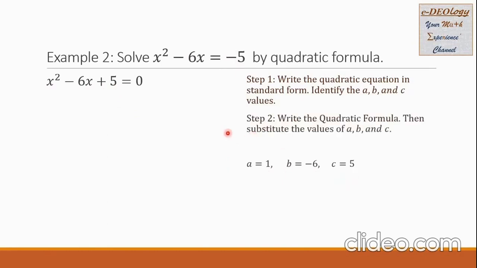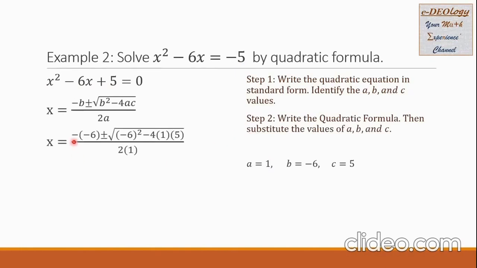Step 2, we go now to our quadratic formula. Then we will substitute the values of a, b, and c. So it's now negative of negative 6 plus or minus the square root of the square of negative 6 minus the constant 4 times a, which is now changed into 1, times c, which is now changed into 5, all over 2 times a, and a is 1.